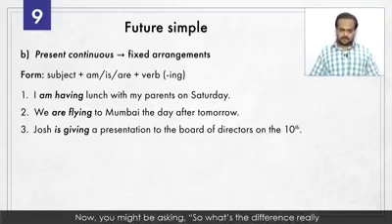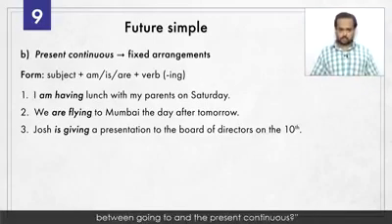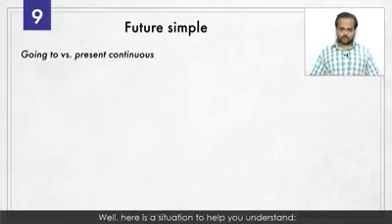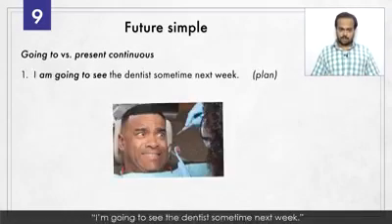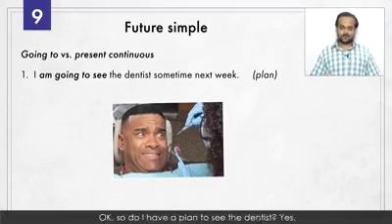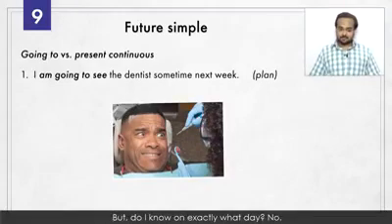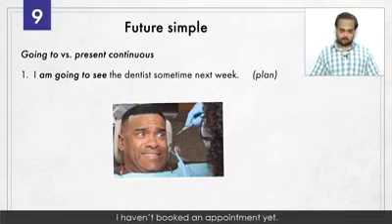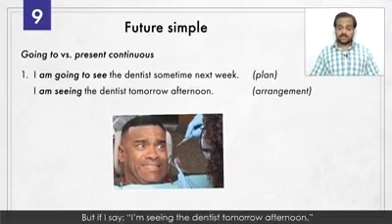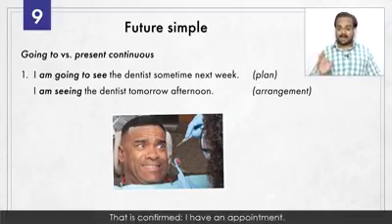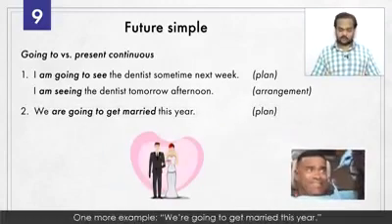Now, you might be asking, so what's the difference really between going to and the present continuous? Well, here's a situation to help you understand. I'm going to see the dentist sometime next week. I'm laughing because of the picture. Okay, so do I have a plan to see the dentist? Yes. But do I know on exactly what day? No. I haven't booked an appointment yet. But if I say, I'm seeing the dentist tomorrow afternoon, that is confirmed. I have an appointment.